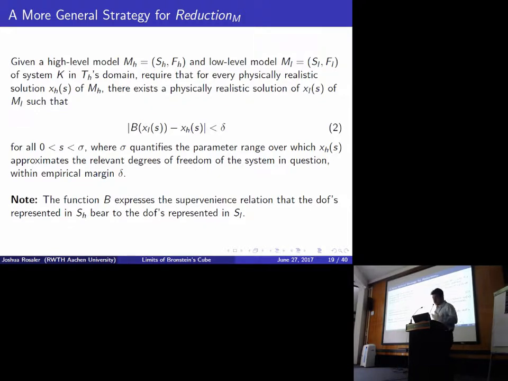So basically, we want the low-level model's proxy or substitute or surrogate for the high-level state to approximate the high-level state in those cases where the high-level solution is physical, where it really describes the system. And the function b, it should be noted, just as I said before, expresses the manner in which we think the degrees of freedom described by the high-level model supervene on the degrees of freedom described by the low-level model.